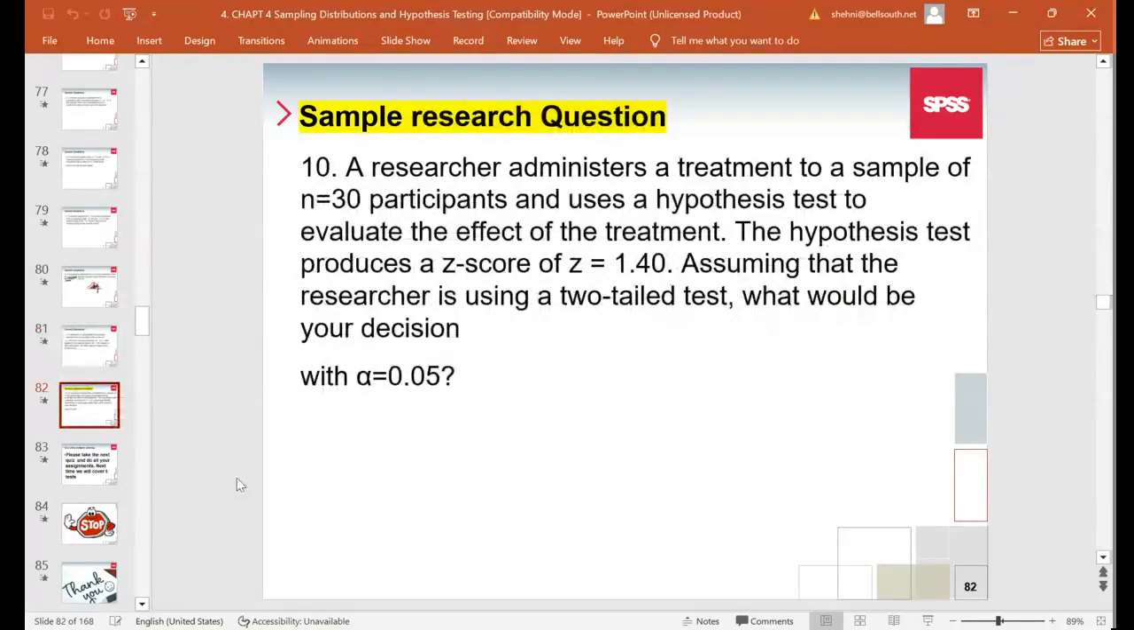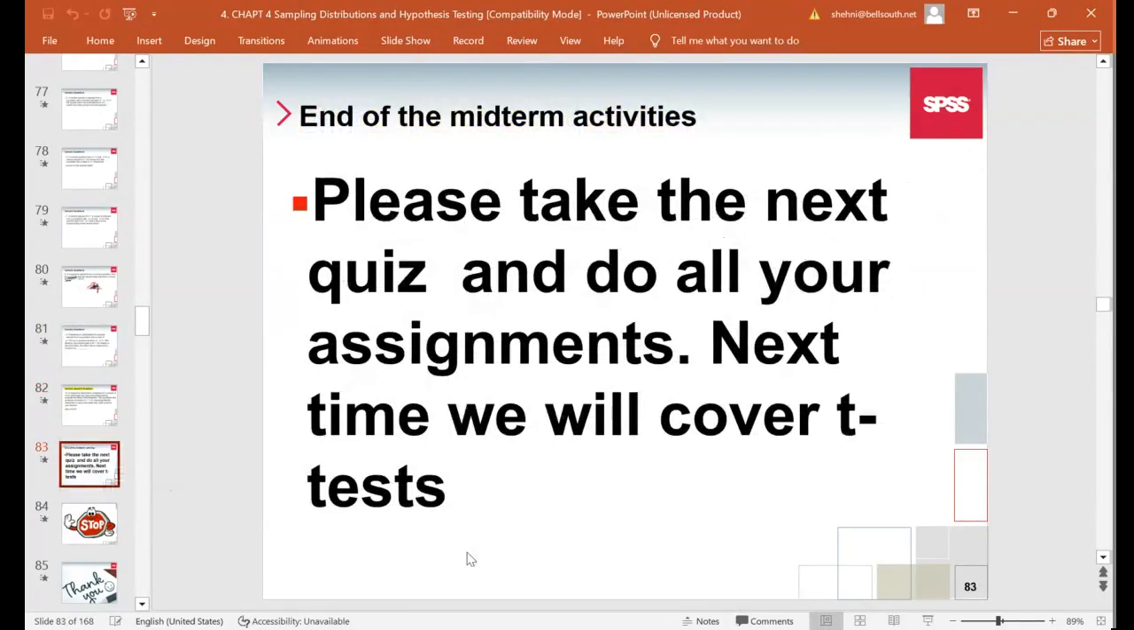All right, so that's a sample research. Okay, so please take the next quiz. I believe it's 4, and do all your assignments 4 and 5. Next time we will cover the t-test. So again, we're not going to meet next time, because we're done with this. The next chapter we're going to cover will be the t-test. So you have 2 weeks basically to do all your SPSS assignments and take all your quizzes.